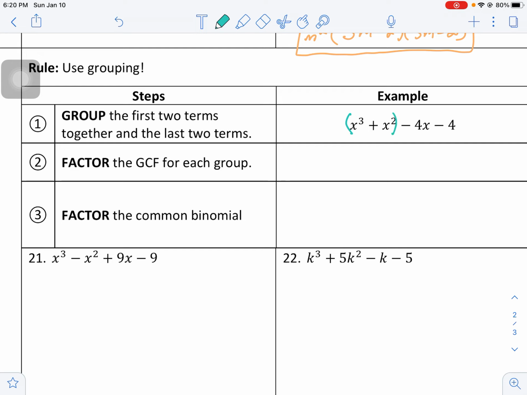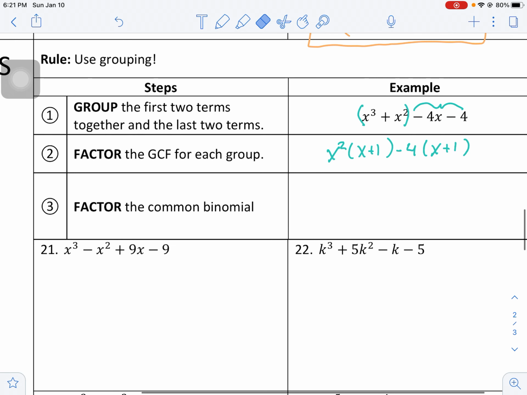So I like to do this. Group these two and then group these two. It says factor the greatest common factor out of each group. So in the first group, x squared can get pulled out of both of those. So that's going to be x squared, x plus 1. Greatest common factor in the second group, we need this to match. We need this to be an x plus 1. So we need to pull out negative 4 out of both of those things. So if we pull negative 4 out, that gives us x plus 1.